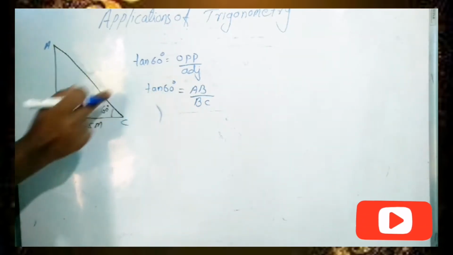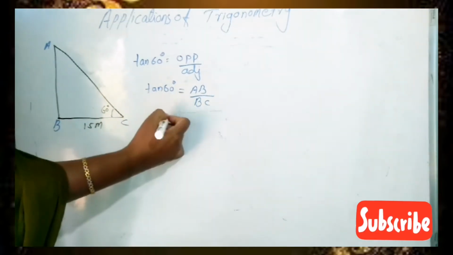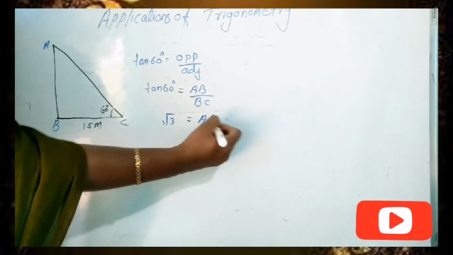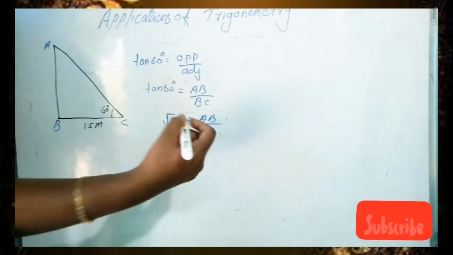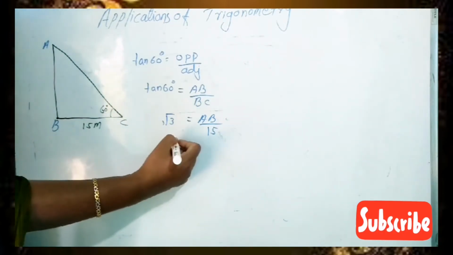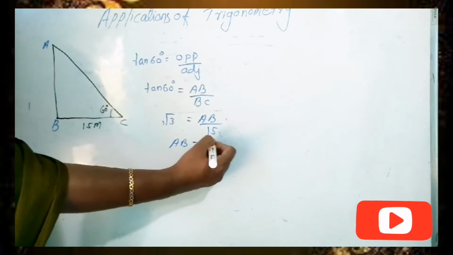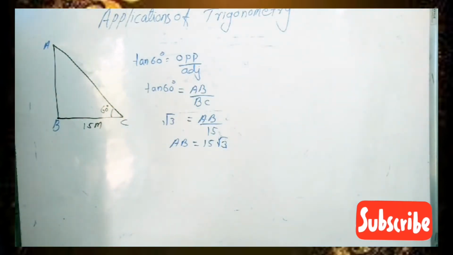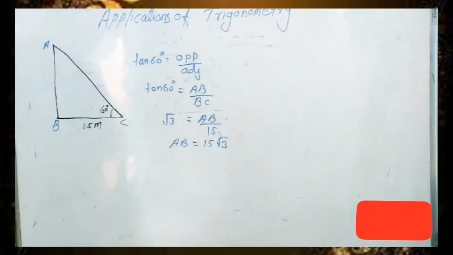And the value of tan 60 degrees is root 3, which is equal to AB, which we don't know, divided by BC, the length of which we know, that is 15. So AB is equal to 15 root 3. What is this AB? The height of the tower. Hence, the height of the tower is 15 root 3 meters.